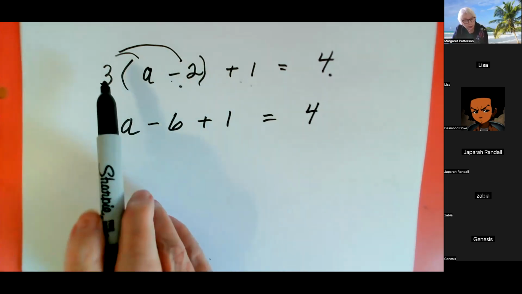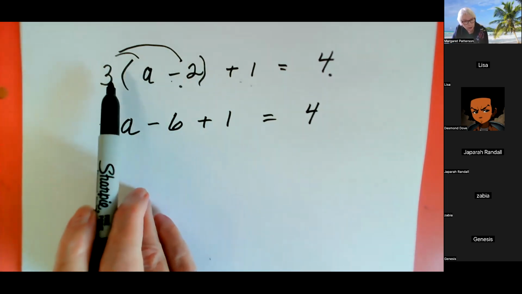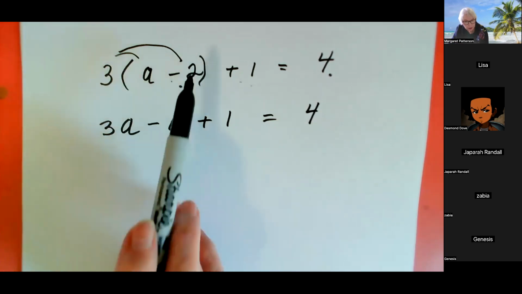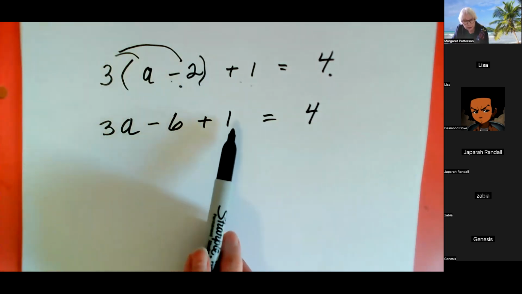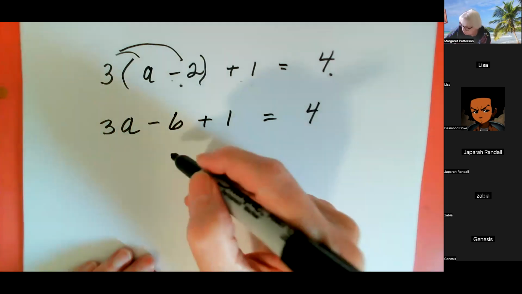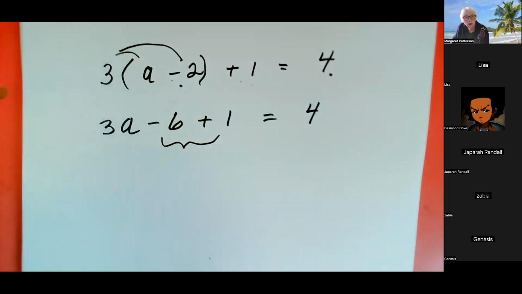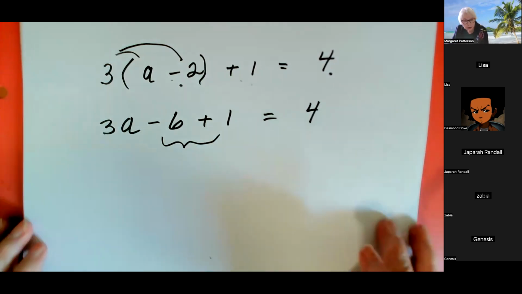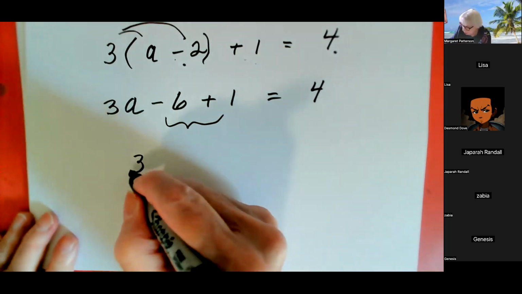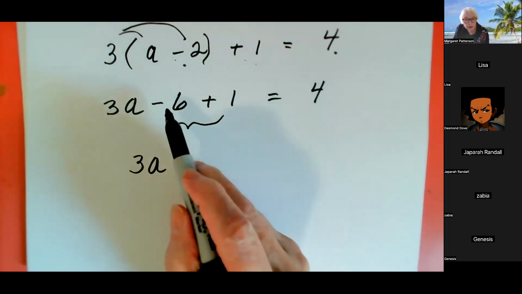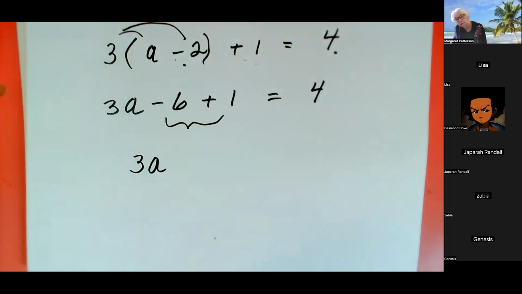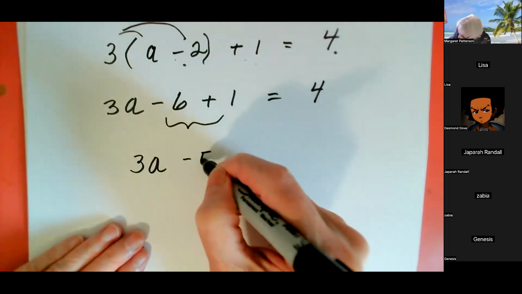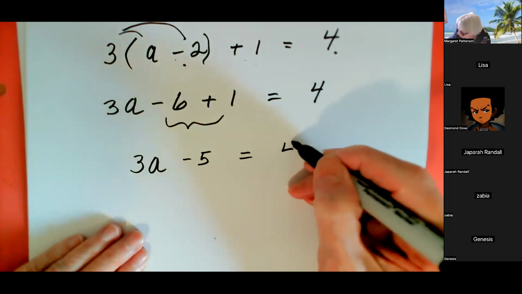Well, I accomplished getting rid of the parentheses. Now I have 1, 2, 3 terms, and 2 of them are alike. I need to squish them together and call it a single number. So this is 3a. How much is -6 plus 1? -5. 3a minus 5 equals 4.